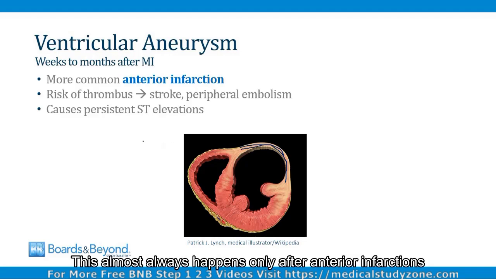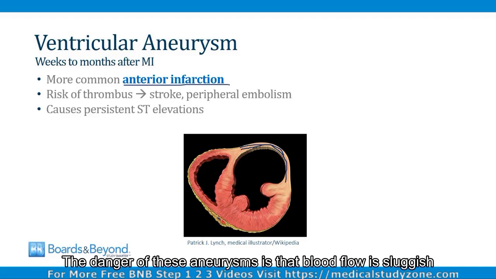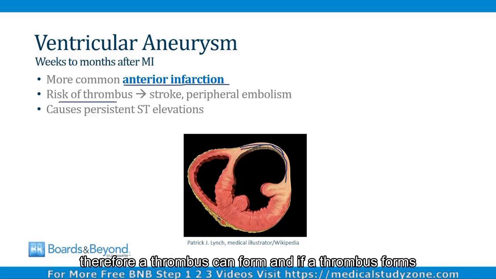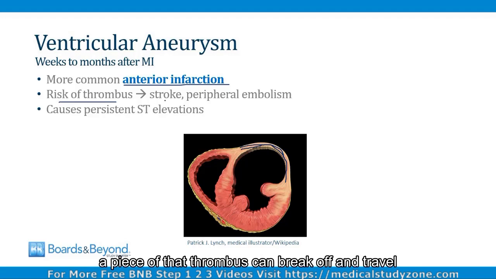This almost always happens only after anterior infarctions. Large anterior STEMIs are what usually lead to a ventricular aneurysm. The danger of these aneurysms is that blood flow is sluggish in the aneurysm because there are no contracting myocytes. Therefore, thrombus can form, and if a thrombus forms in a left ventricular aneurysm, a piece of that thrombus can break off and travel and cause a stroke or a peripheral embolism.